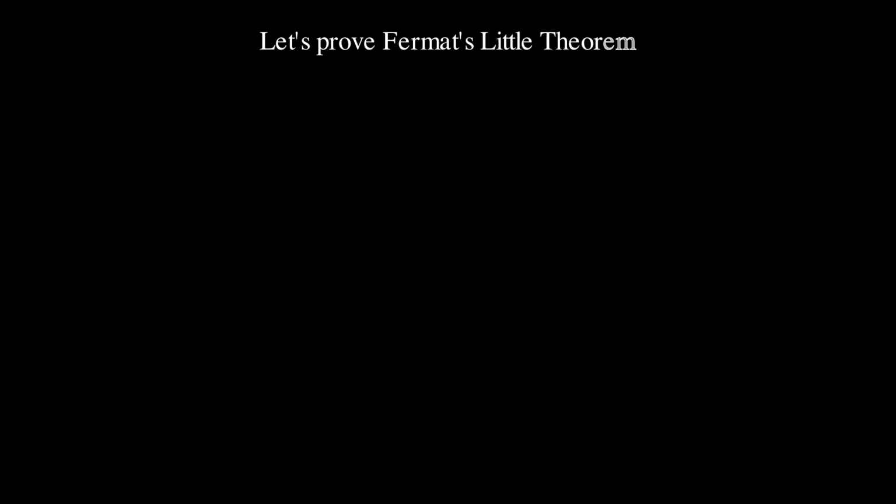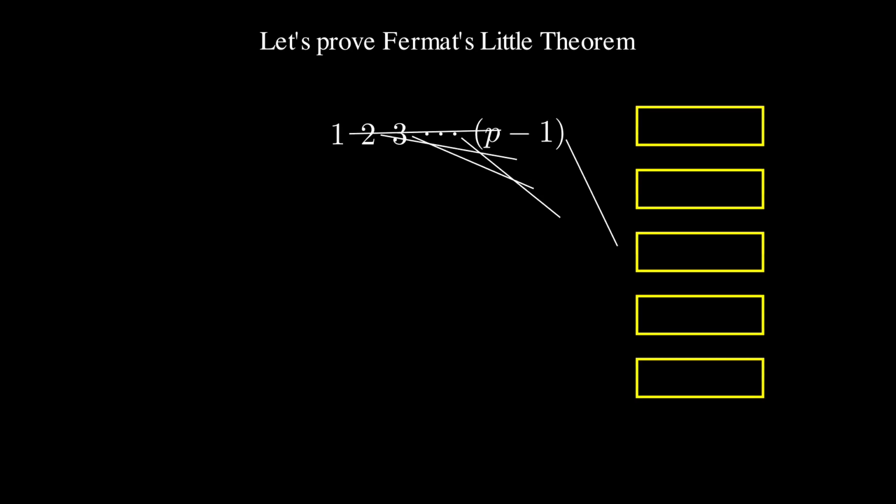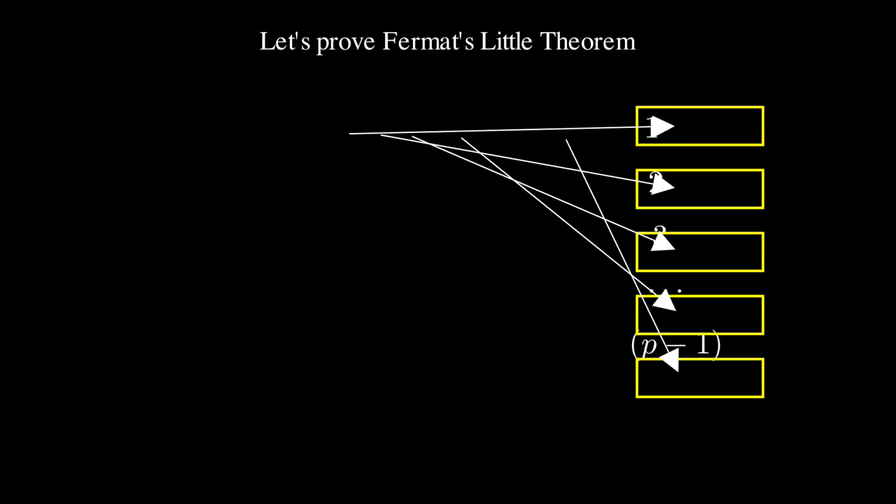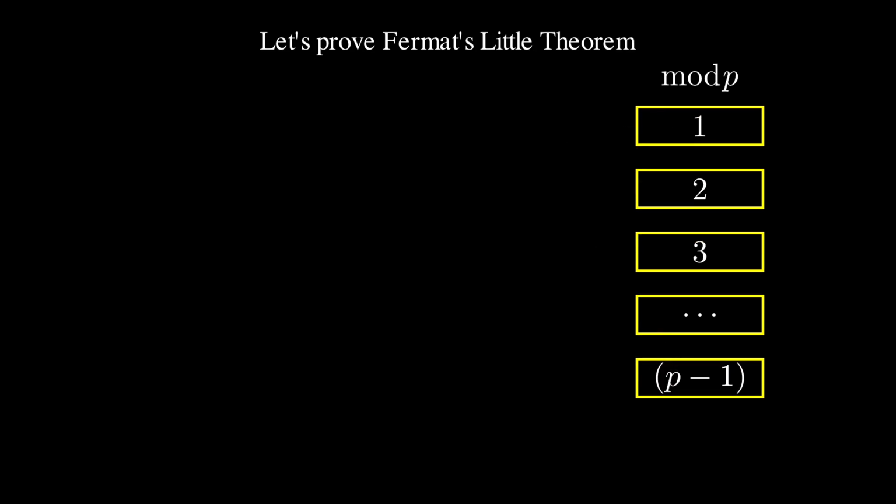Okay, so it might seem random, but we're going to write down a set of integers from 1 to p minus 1. And what we're going to do is separate them into separate boxes. And these boxes are going to represent congruence classes modulo p. And the reason we're doing that is because each element in this set is not congruent to any other element in the set modulo p. So essentially they're all different in terms of congruence modulo p.